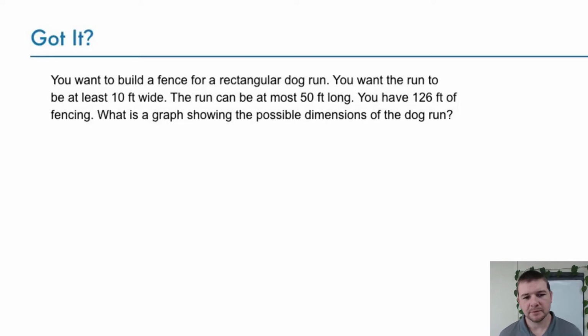Your turn. You want to build a fence for a rectangular dog run. You want the run to be at least 10 feet wide. The run can be at most 50 feet long. You have 126 feet of fencing. What is a graph showing the possible dimensions of the dog run?